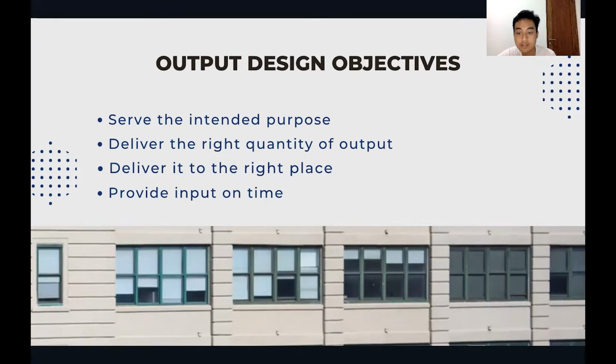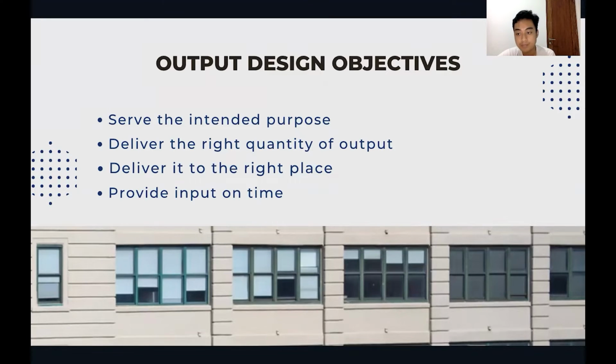This means that the user can use the information from the output to make a decision. And the third objective is to deliver it to the right place. So this means that you can maintain the quality of the output. And the fourth objective is to provide output on time. So this last objective means that it makes sure that the output is provided when and where it is needed.